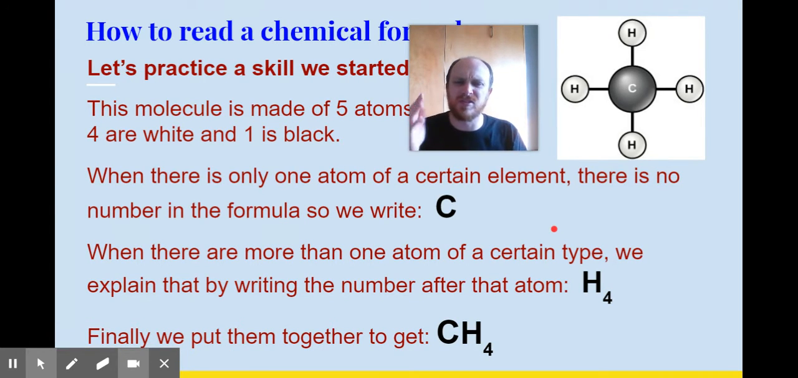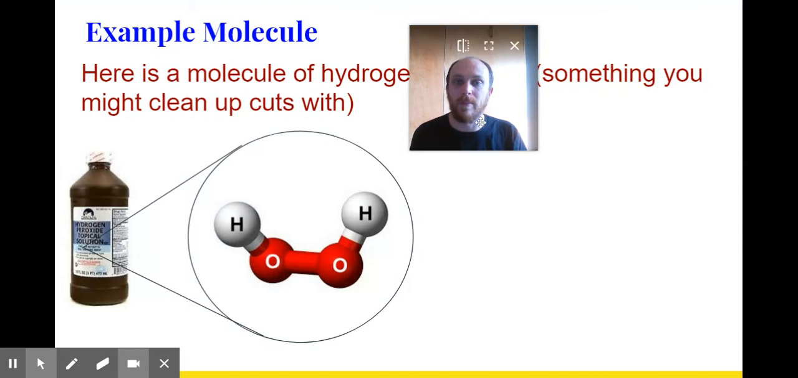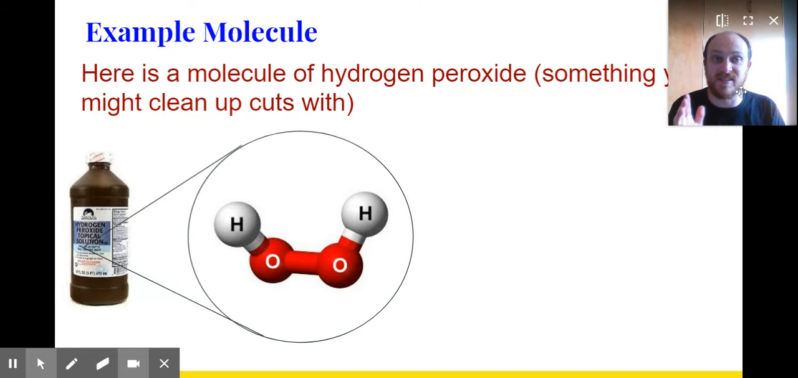You won't call this carbon hydrogen or anything. This molecule has a name. It is called methane. As a hydrocarbon, I guess you would call it, it is one of the many hydrocarbon molecules. Okay, so I want you to practice these same rules.